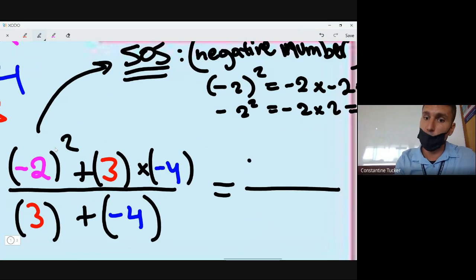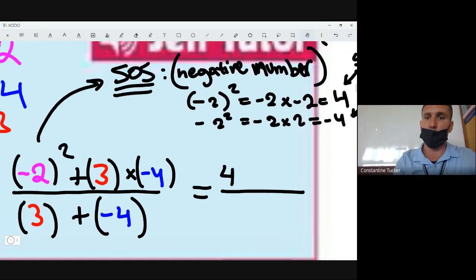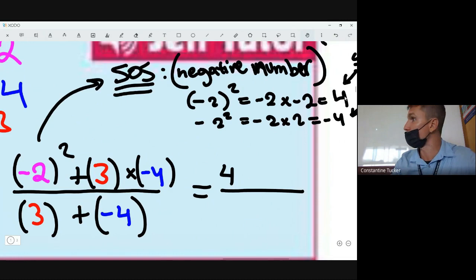4. Why is that 4? Because we saw it up there. -2 times -2 gives 4, because negative times a negative becomes positive, and 2 times 2 is 4. Yes. Moving on to the next bit. +3 times -4. Positive times a negative gives minus. 3 times 4 gives 12. Okay, so that's going to be 4 minus 12 on top.